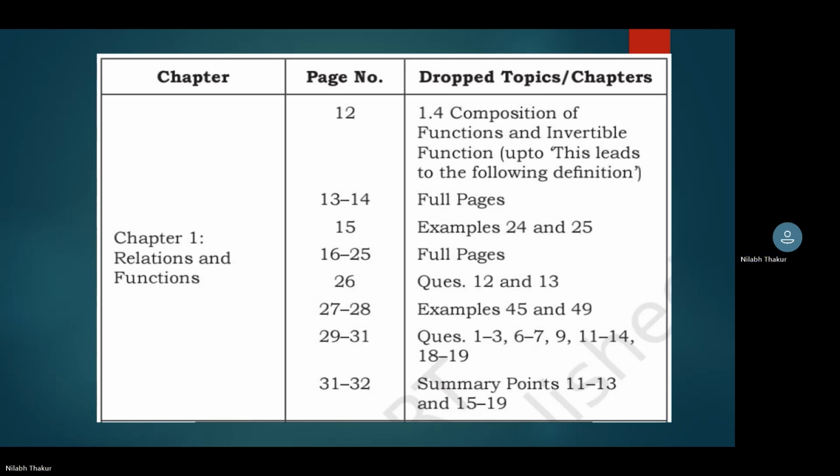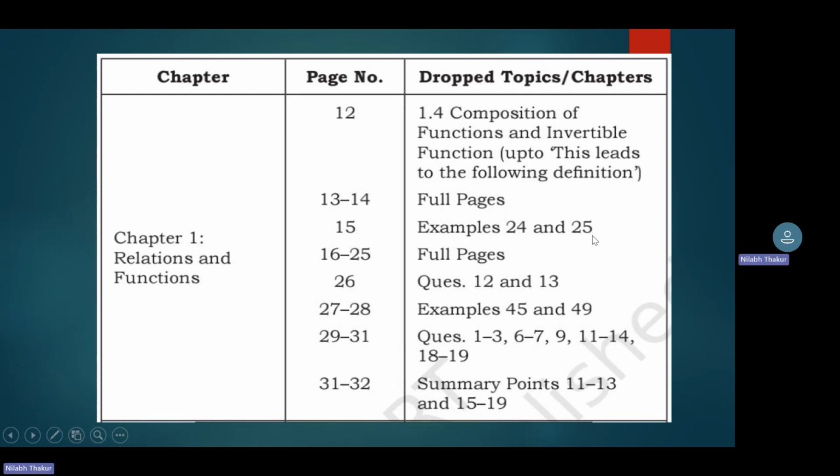So in chapter number 1, page number 12, page number 13, 14, 15, that you have to read. These are the drop topics that you have to read. Pages 13 and 14 in full have been dropped. So the rest you have to read.